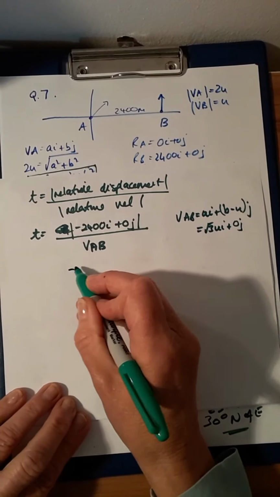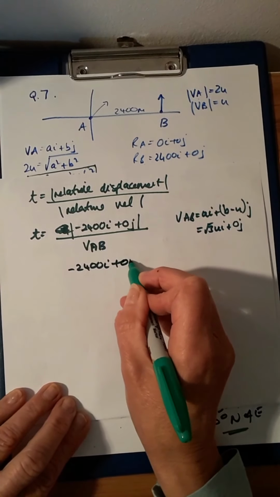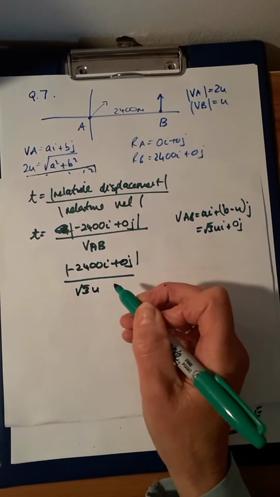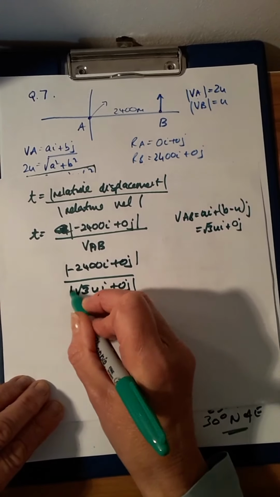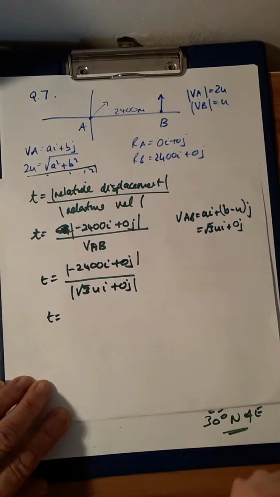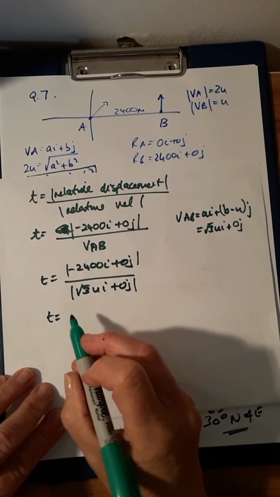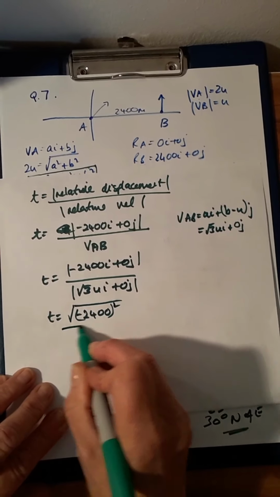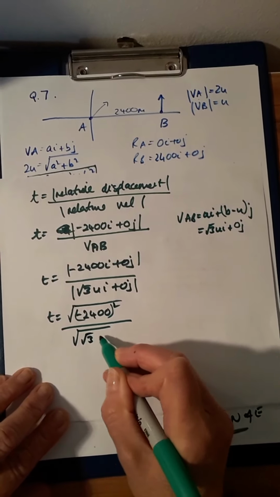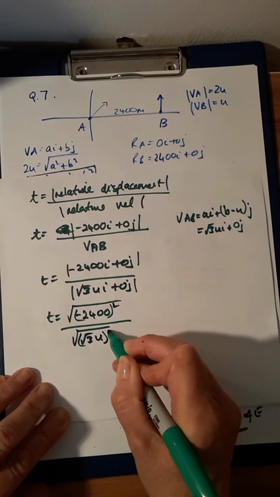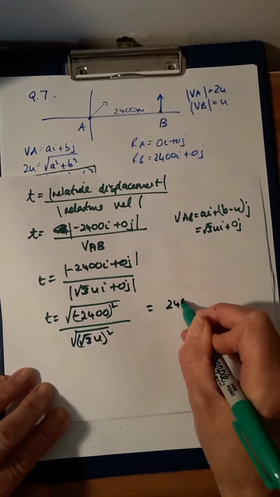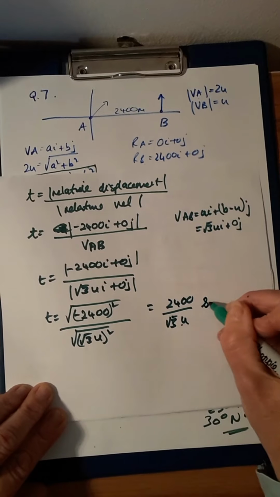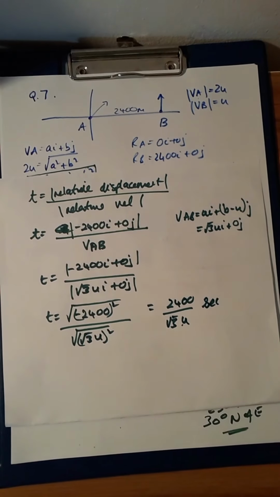Okay, so I've got minus 2400 on the i plus 0j. I want that modulus, and I'm going to divide it by the modulus of root 3u in the i plus 0j. And that gives me the time to interception. This will become, of course, the square root of minus 2400 to be squared, divided by the square root of root 3u, all to be squared. So this just becomes 2400 over root 3u. And you can just leave it like that. That's in seconds. If there's a variable, you'll often get a strange fraction. Don't worry about that.